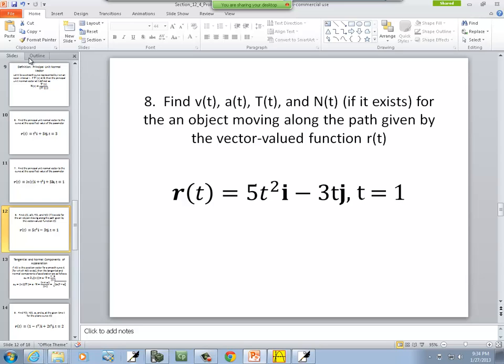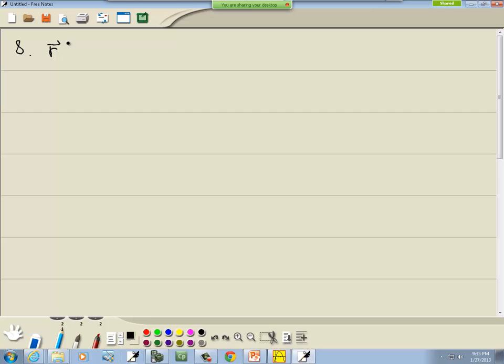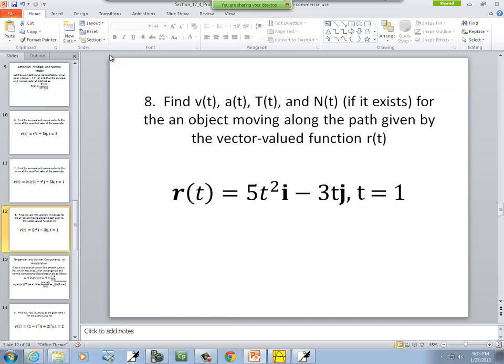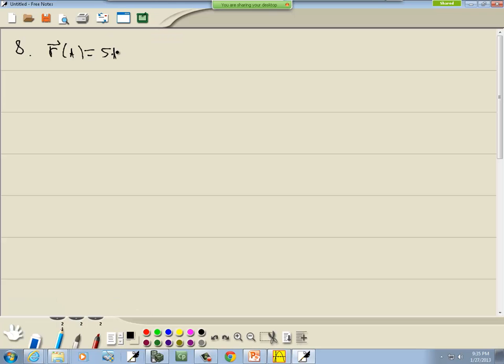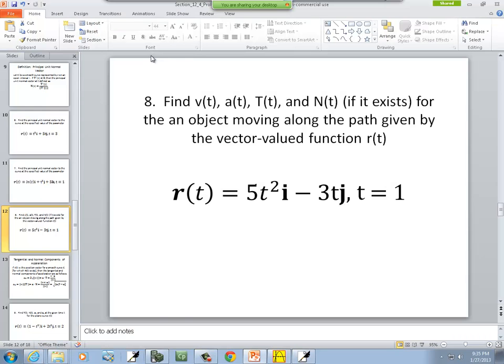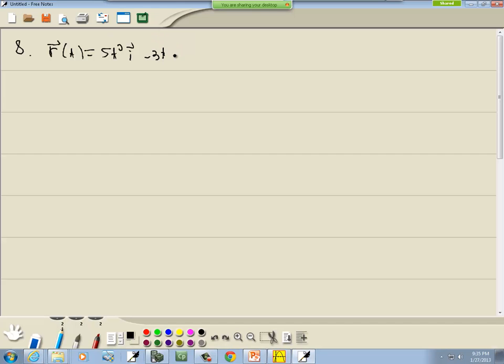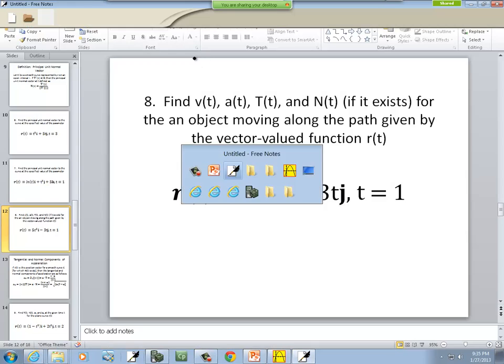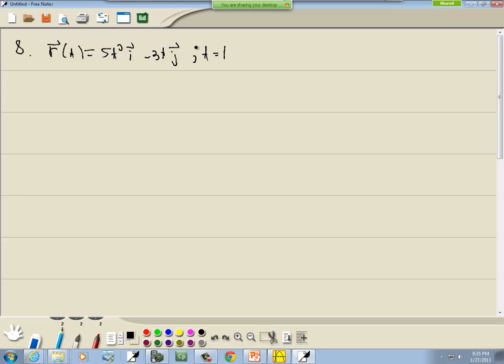It's asking us to find a velocity, acceleration, tangent, and normal. But it's 2 dimensions, so we can use our cheats on that, our little shortcuts. So r is going to equal 5t squared i minus 3t j, and t is equal to 1.